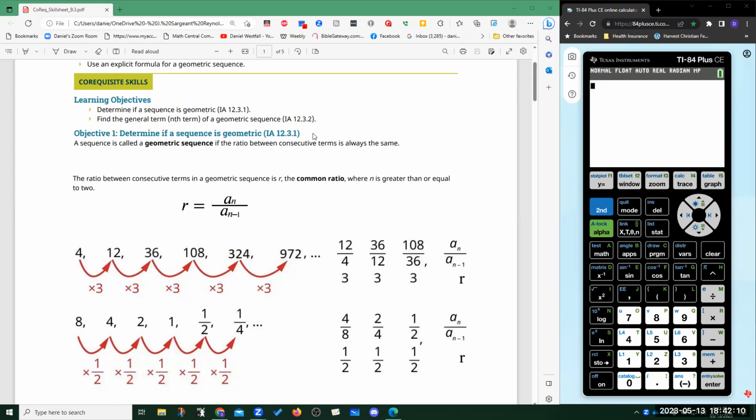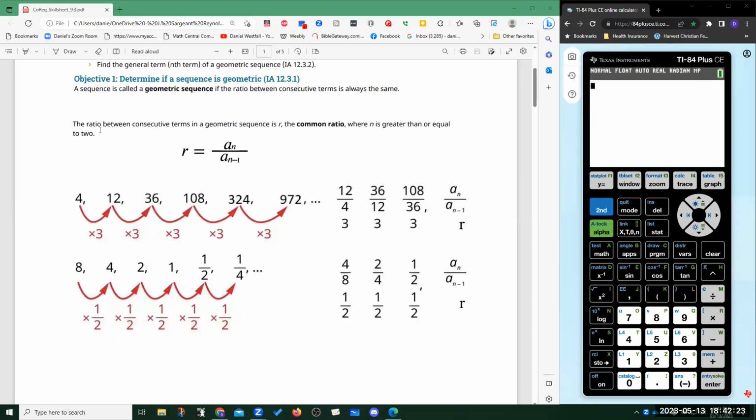So objective one here, to determine if a sequence is geometric, we're going to find the common ratio, because a sequence is geometric if the ratio between consecutive terms is always the same. To find the ratio between consecutive terms, we're going to take the term that's further to the right and divide it by the previous term. So we call this term an, we call this term an minus 1, and we divide an by an minus 1. So in this example, 12 divided by 4 is going to be 3.